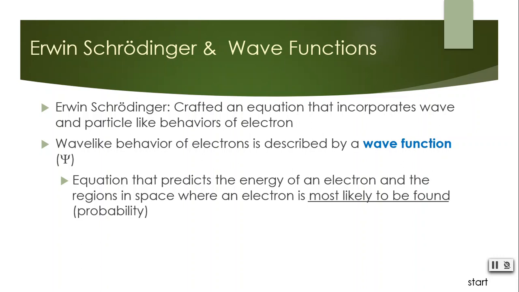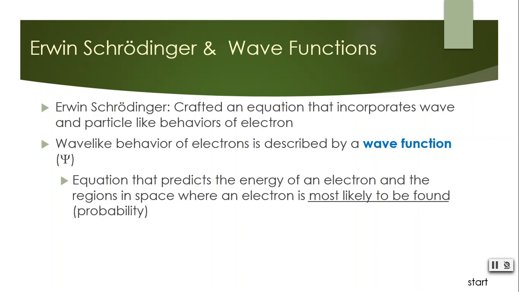So all of that, along with the uncertainty principle that we talked about in the previous video, led Erwin Schrödinger to craft something called a wave function. A wave function is a bunch of mathematical equations that predict the energy and the position of an electron where it is most likely to be found. And we say most likely because with the uncertainty principle, we learned that we cannot, with equal accuracy and precision, determine the speed and position of an electron.